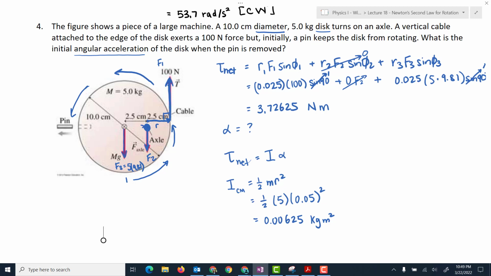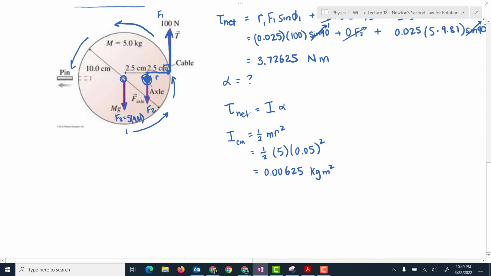But in this case, it's not rotating about the center of mass over here. It's rotating about the axle over here. So we need to use the parallel axis theorem to find the moment of inertia about a different location. And that formula was I equals I at the center of mass plus md squared.